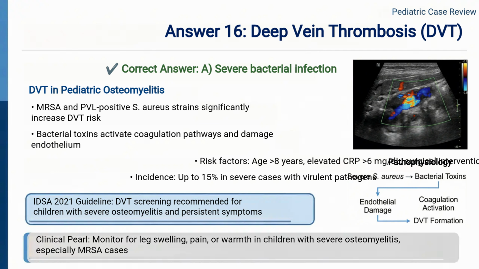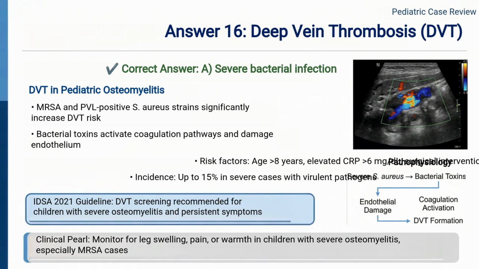Deep vein thrombosis is a recognized and serious complication of severe pediatric osteomyelitis, occurring in up to 15% of cases caused by virulent pathogens. Methicillin-resistant Staphylococcus aureus strains carrying the Panton-Valentine leukocidin toxin are strongly associated with deep vein thrombosis because bacterial toxins activate coagulation pathways and directly damage the vascular endothelium, triggering thrombus formation. Risk factors include age above 8 years, C-reactive protein above 6 milligrams per deciliter, and the need for surgical intervention.